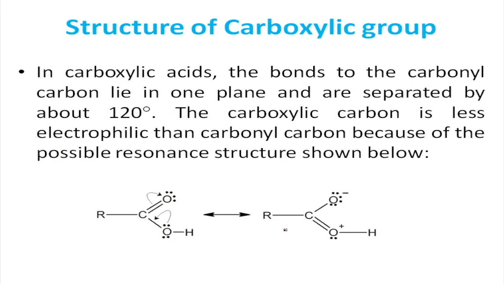Structure of the carboxylic group. In carboxylic acids, the bonds to the carbonyl carbon lie in one plane and are separated by about 120 degrees. The carboxylic carbon is less electrophilic than the carbonyl carbon because of the possible resonance structure shown below.